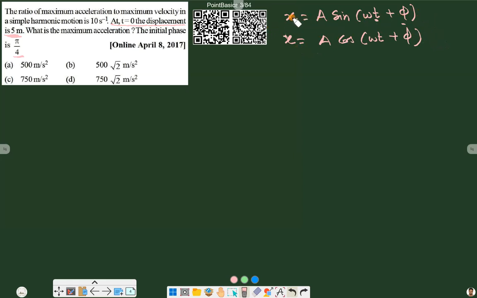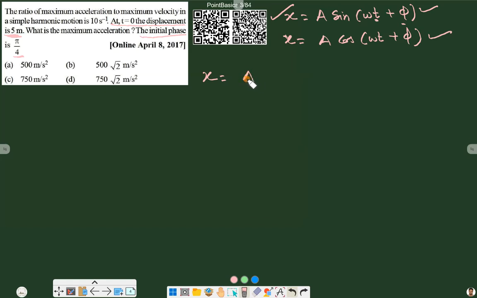So we will do it via both. We will use this one, and we'll show that if you are given initial phase, then it does not matter whichever equation you choose. But if you don't have initial phase difference, then you have to be careful while deciding that you are going to use sine or cosine. So first we will use solving using sine.